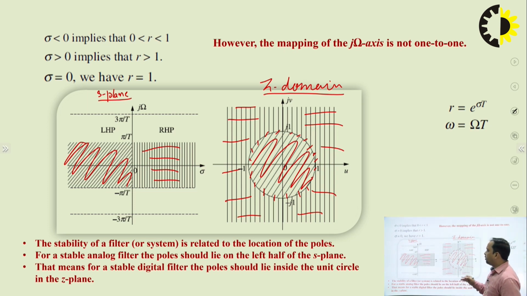First of all, we are talking about the stability of the filter. If the analog filter or analog system is stable, meaning the poles are lying in the left hand side of the S plane, then correspondingly the digital filter is also a stable one. So this is a very key important point.